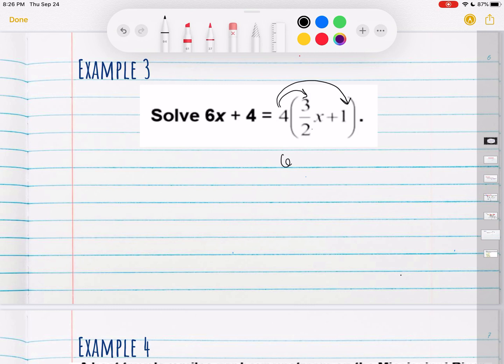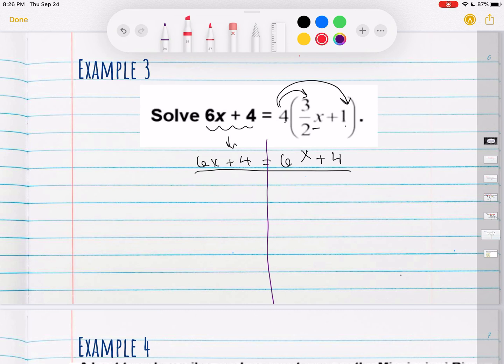So I'm left with 6x. And then 4 times 1 is 4. So on my right, I have 6x plus 4. On my left, I'm just going to re-drop down what was already there, 6x plus 4. And then I'm going to make my t-chart. Well, let's see. Let's go through and classify 6x. That's a variable. 4 is a constant. 6x is a variable. 4 is a constant.